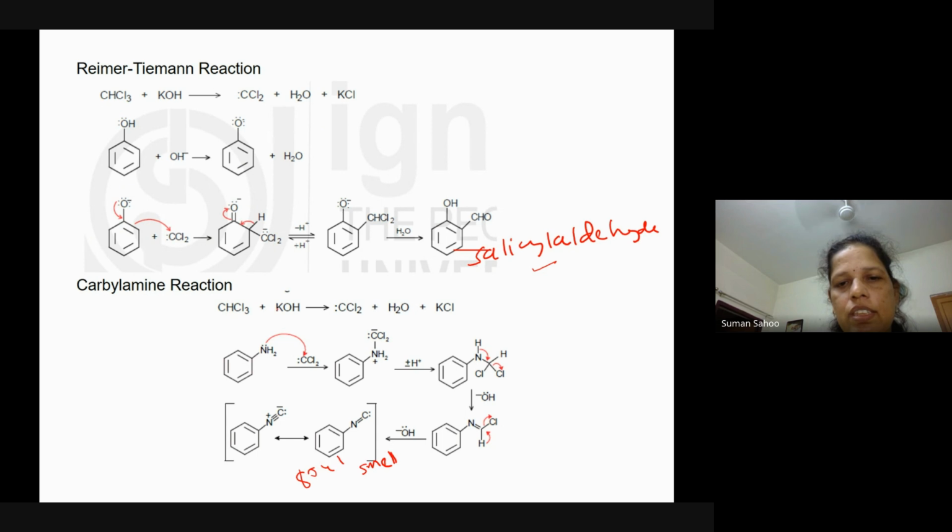So what happens here also, first is the formation of dichlorocarbene, which in presence of primary amine undergoes this type of reactions, which finally gives you an isocyanide, which has a foul smell. But in case of secondary and tertiary amines, you do not have the presence of these hydrogens, so this elimination cannot occur to give you this isocyanide. So secondary and tertiary amines do not respond to this reaction.